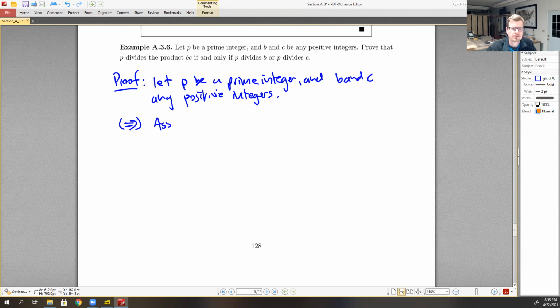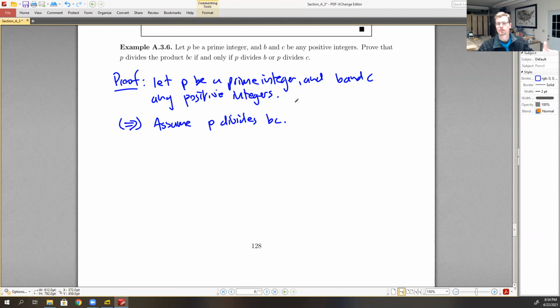So assume the premise or the hypothesis. So for the forward direction, the premise is P divides the product. So assume P divides BC. Excellent. Now, P is prime. So what I want to do is I want to write B and C as products of primes. And we can do that.